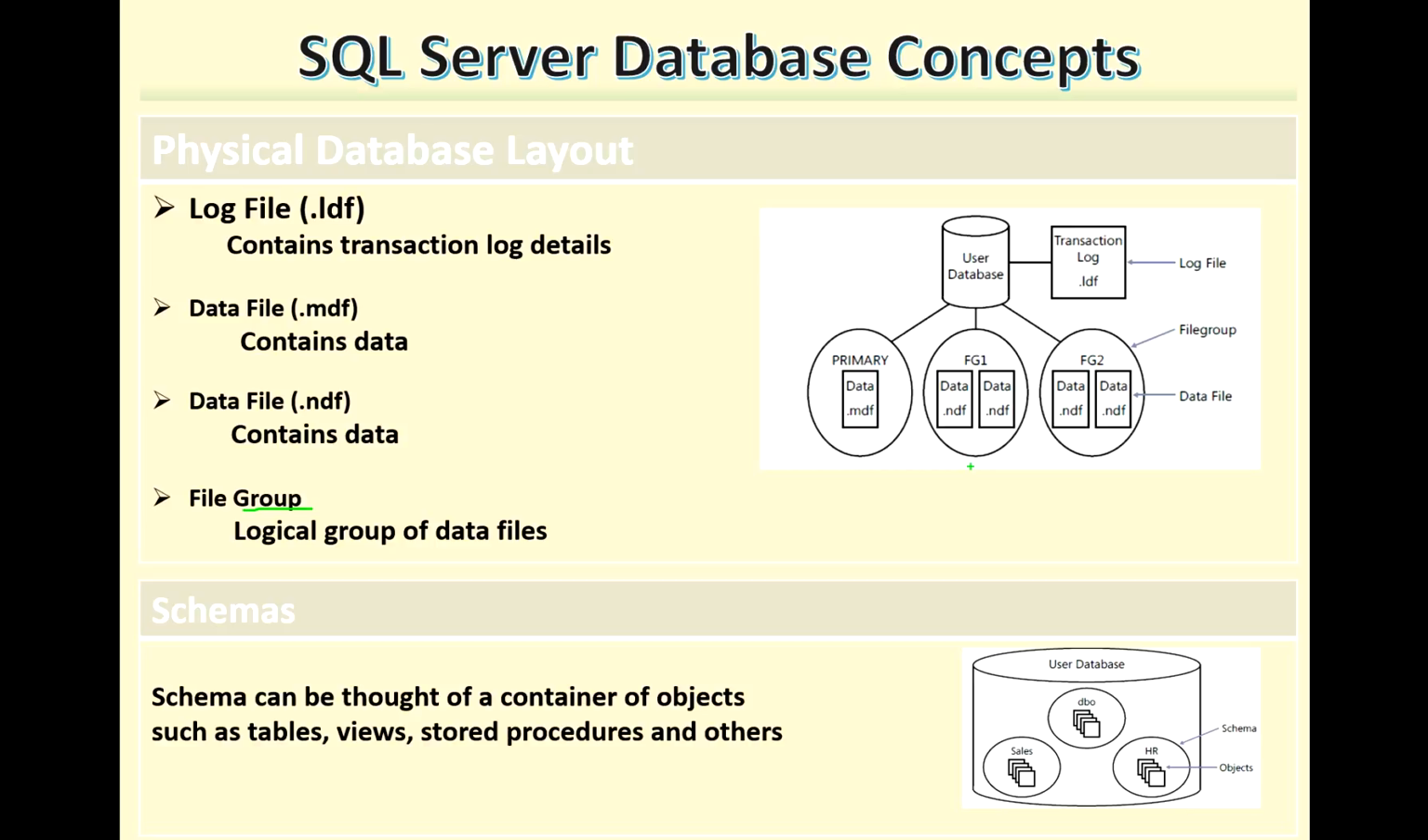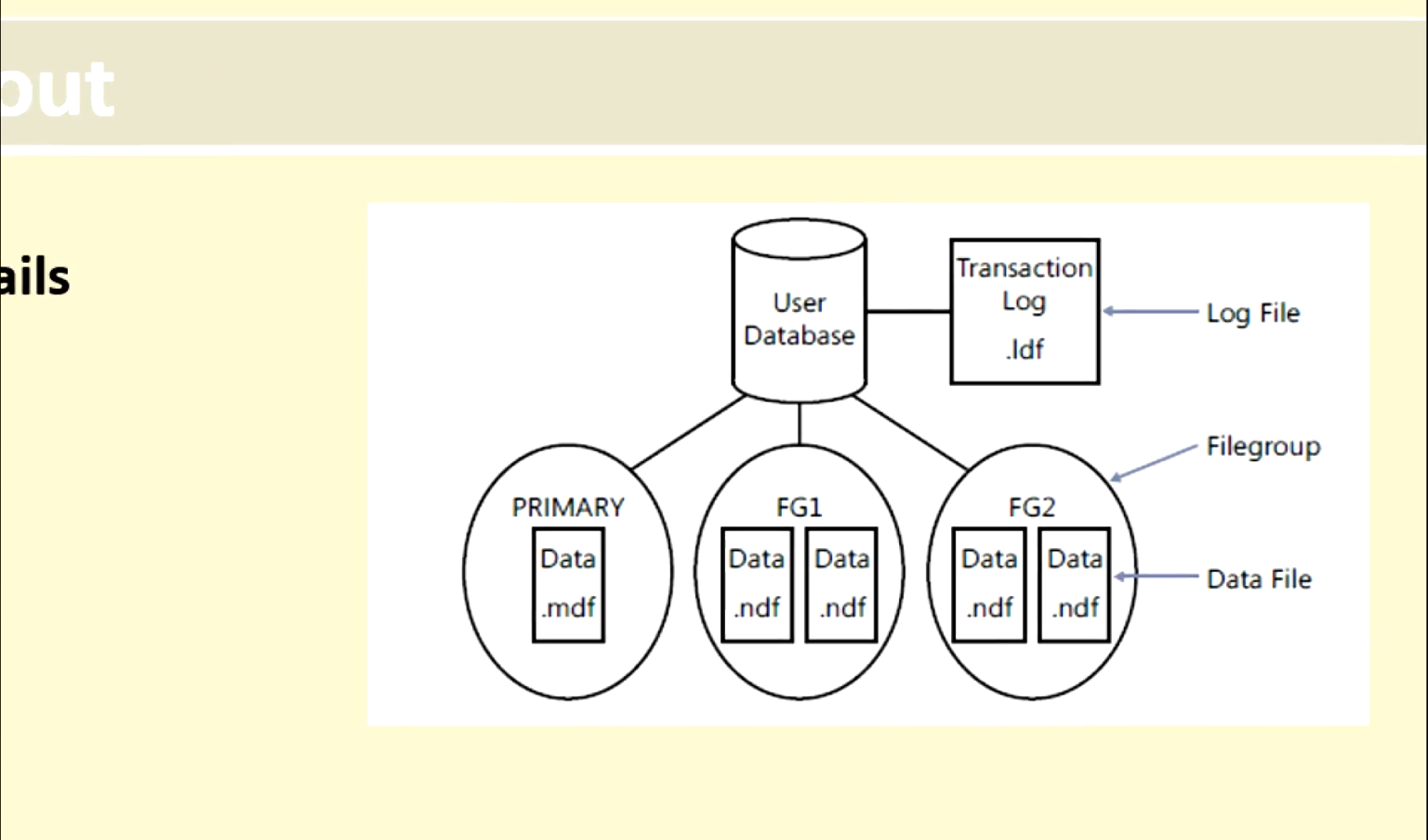If you look at this picture here, the user database has the primary data file, which is assigned to the primary file group. This is the file group name. Then the subsequent data files, like data.ndf, data.ndf, are allocated to different file groups, so file group 1 and file group 2. So you allocate to different file groups.